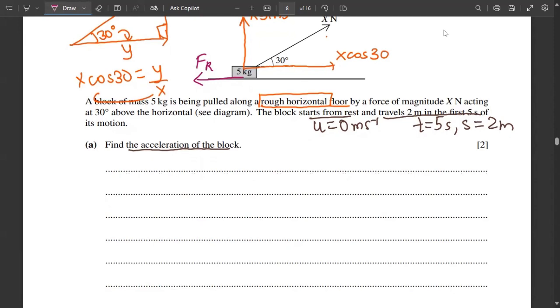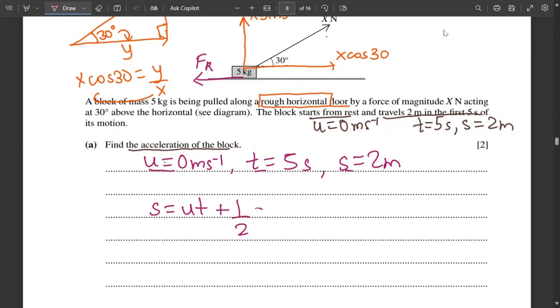Find the acceleration of the block. This is very easy because we know that the initial velocity is 0, because it starts from rest. In 5 seconds it covers a distance of 2 meters, or to travel 2 meters, it takes 5 seconds. So we know U, we know T, we know S. So we can use S equals UT plus half AT square to find out the answer.